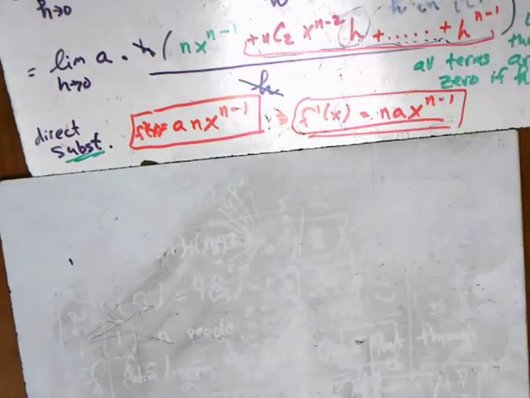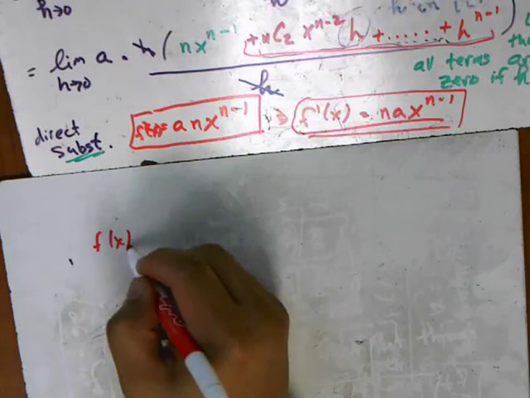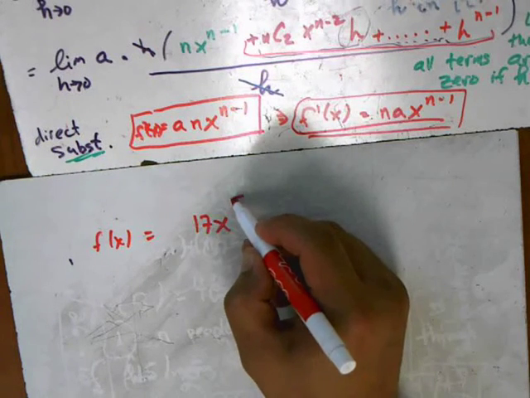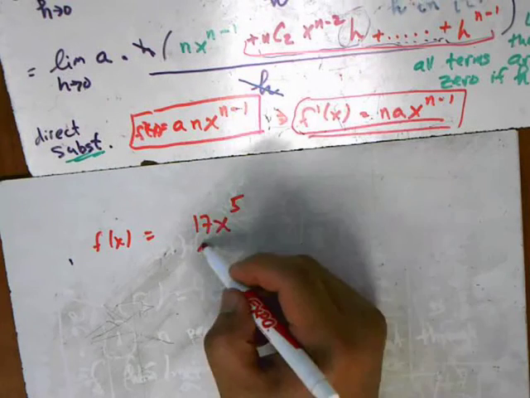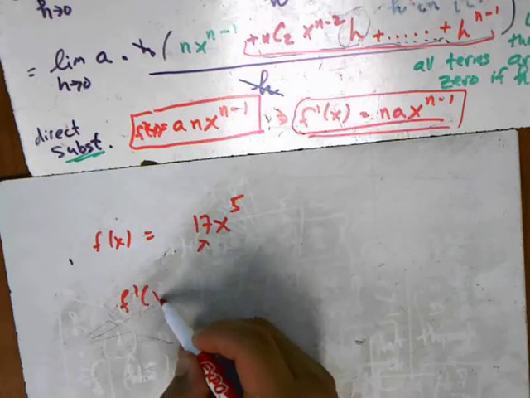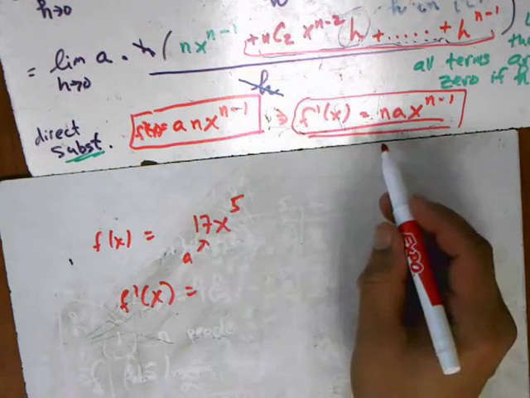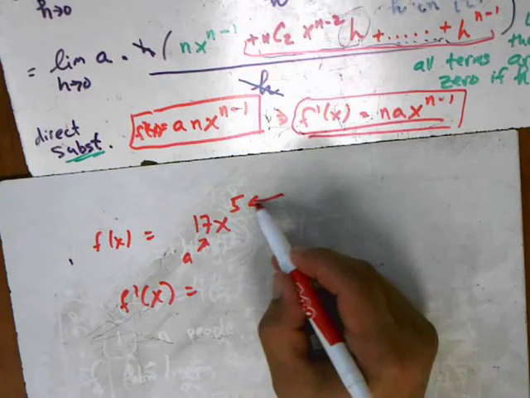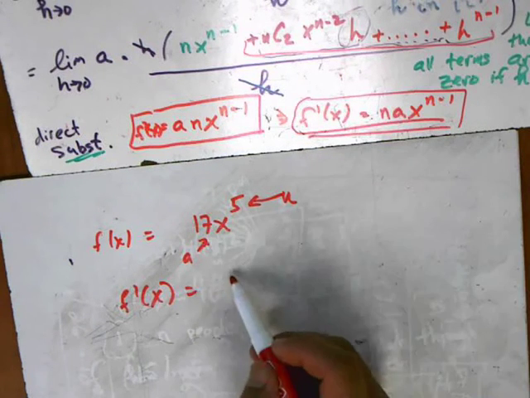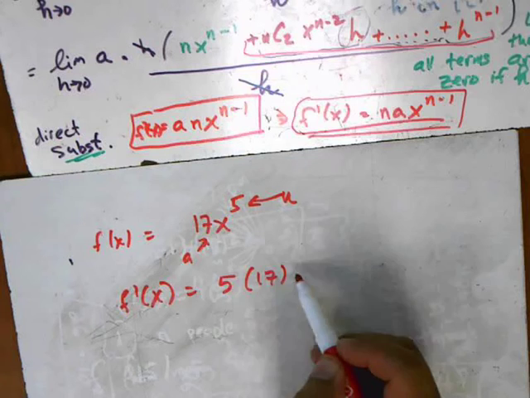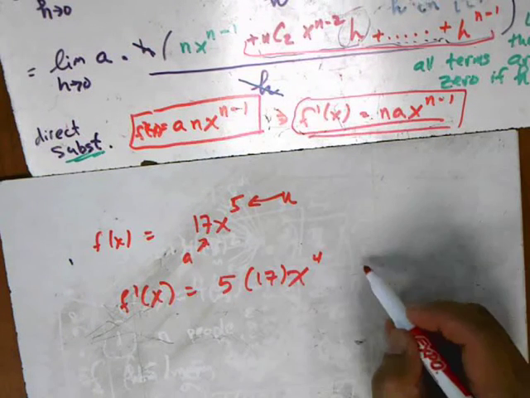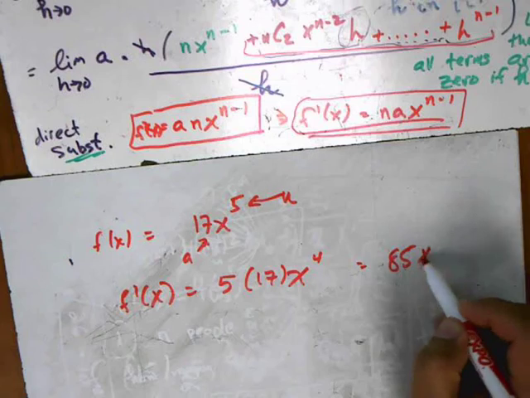So let's say I had a function, f of x equals 17x to the 5th. Well, this is simple now. This is a. So f prime of x is equal to n times a, where a is 17 and n is 5. So this is 5 times 17 times x to the n minus 1, so x to the 4th. So this is 85x to the 4th.